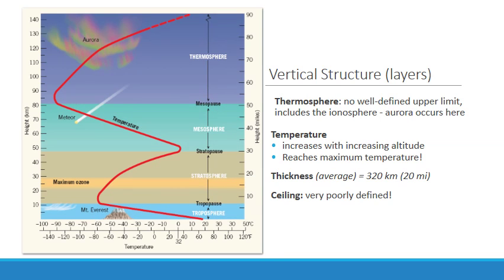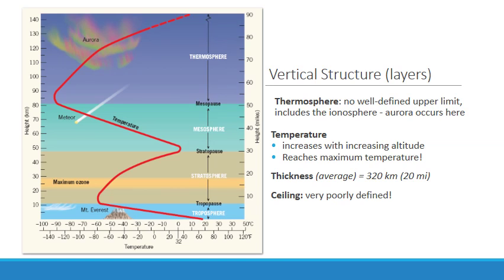The next layer is the thermosphere. So it's the fourth layer, and it extends outward from the mesopause, kind of off into space. It doesn't really have a well-defined upper limit. This thermosphere is the layer that contains the tiniest fraction of the atmosphere's mass.